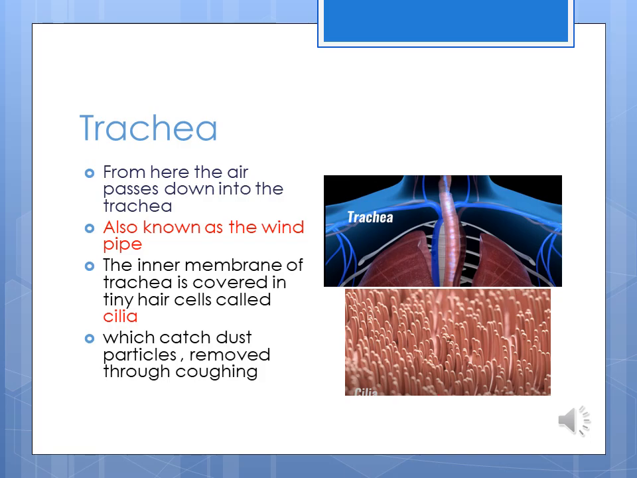Trachea. After the larynx, air passes down into the trachea, which is also called the windpipe. The inner membrane of the trachea is covered in tiny hair cells called cilia, which catch dust particles and remove them through coughing. Along with cilia, the trachea also produces mucus, and all the dust particles and microbes that enter our respiratory system get stuck in that mucus, and these cilia help propel them out of our respiratory system and protect it from their harmful effects.